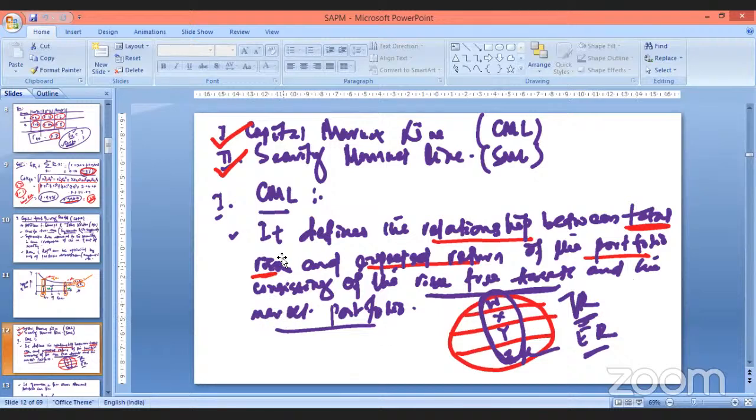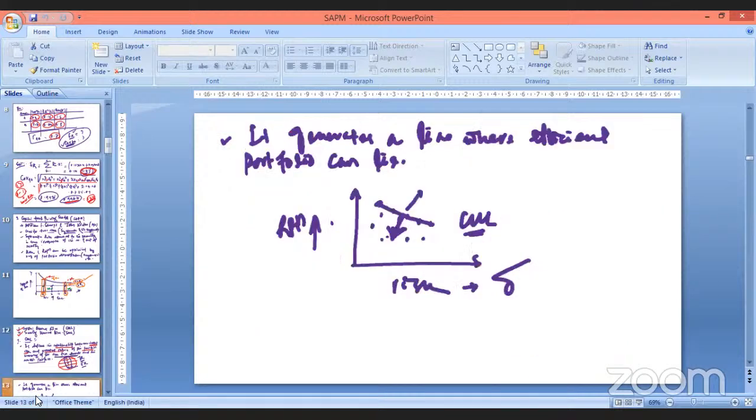Are you getting my point? Capital market line means what? It defines the relationship between the total risk and expected return of the portfolio that consists of the risk-free asset and the assets of the portfolio. Because in our portfolio, we are considering some assets. That asset can be compared with your risk-free asset, so as to determine the total risk as well as the expected rate of return. So please remember, this capital market line generates a line where an efficient portfolio can lie.